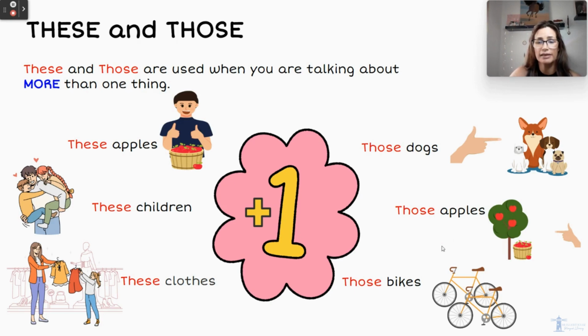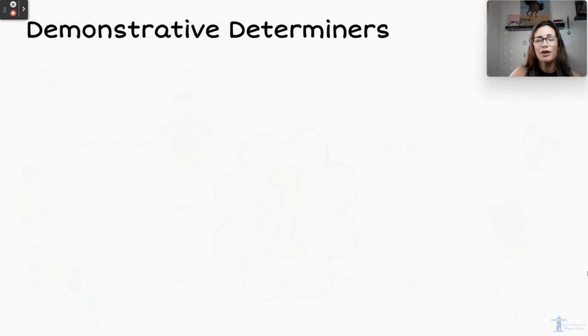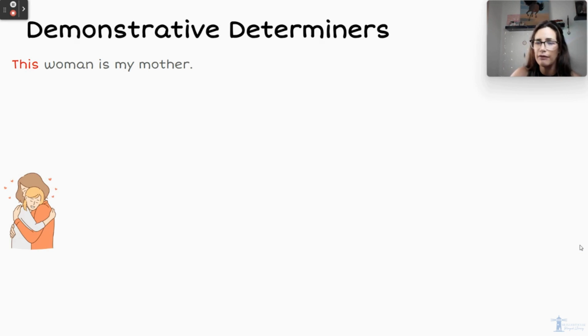Those bikes. So now we're going to be looking at a few more examples with these four words. Some of them we've seen before. For example, this woman is my mother. We saw that earlier. We're going to look at some that we've seen, and we're also going to look at some that we haven't. This woman is my mother.